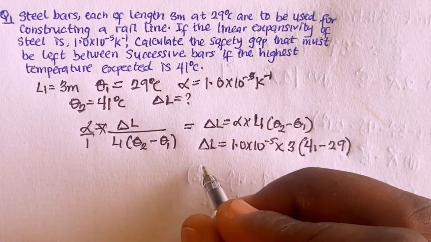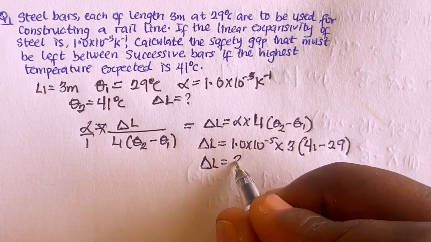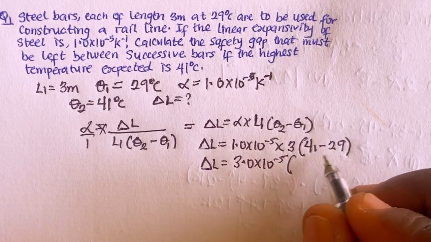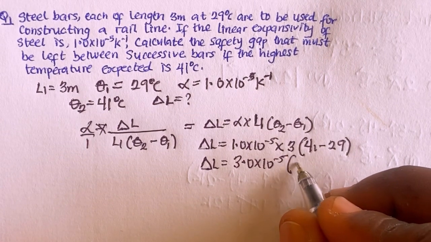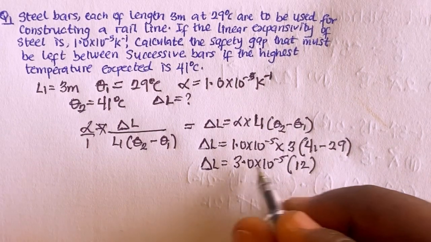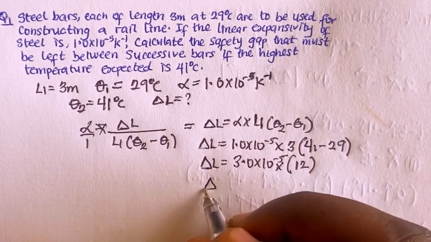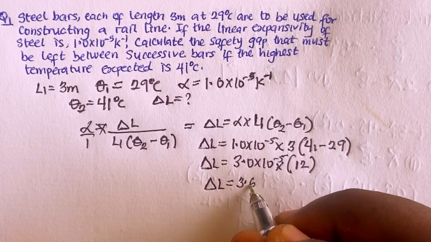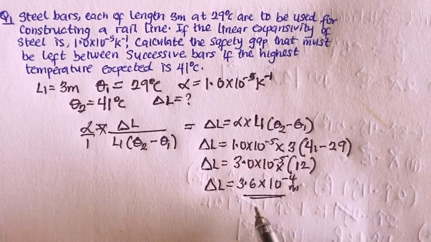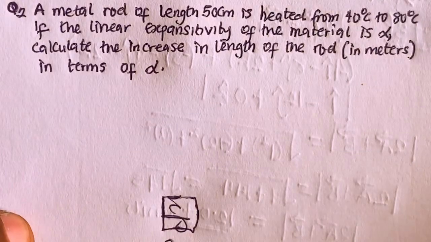So delta L equals this multiplied by this, which gives me 3.0 times 10 raised to power minus 5, then multiplied by 41 minus 29, which is 12. Then delta L equals 3.0 times 10 to the minus 5 multiplied by 12, which is 3.6 times 10 raised to power minus 4 meter. And that's the answer. So the change in length is 3.6 times 10 raised to power minus 4 meter.